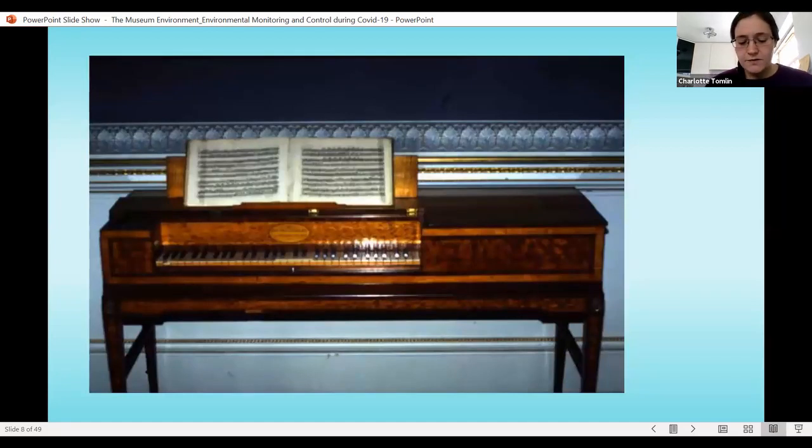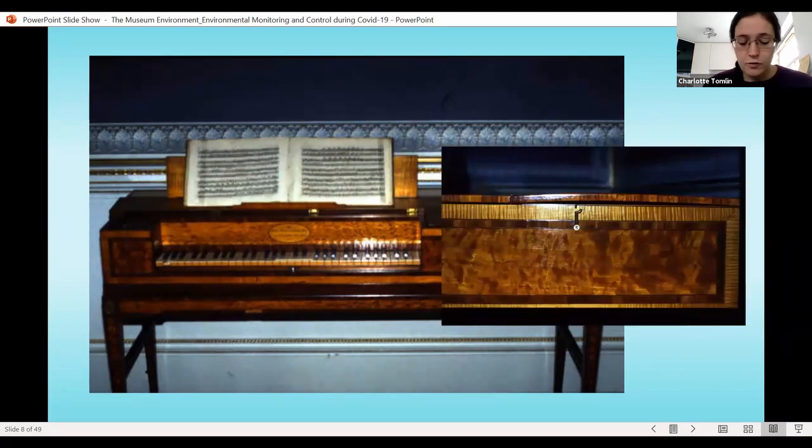For objects that are composed of organic and inorganic materials, so materials that are not related to an organism or living entity, the expansion and contraction of the organic materials in relation to the RH can cause damage to neighbouring inorganic materials, which are not similarly affected. For example, the wood of the keyboard instrument in the picture has warped due to the high RH levels. The warping or expansion of the organic material has put pressure on the inorganic metal hook used to secure the lid of the keyboard and caused it to snap.